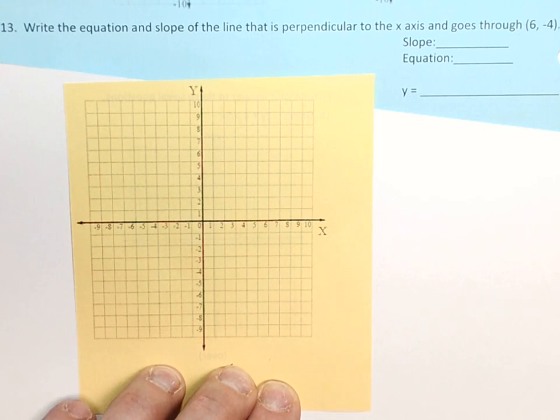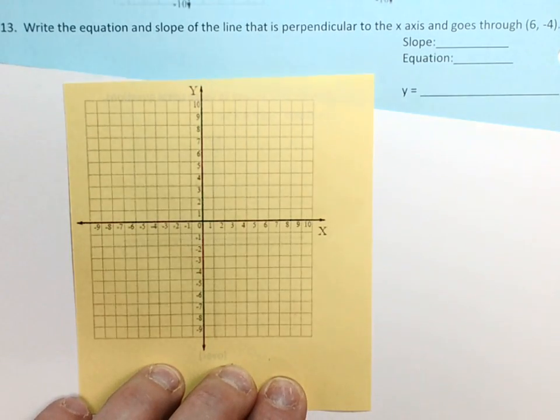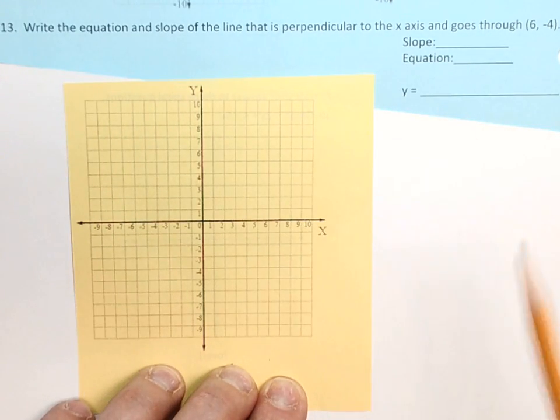Hey Dragons, here are the spiral questions which will be on your test, so let's make sure we know how to do them. First of all, on problem number 13, we want to get a visualization, or at least I do.